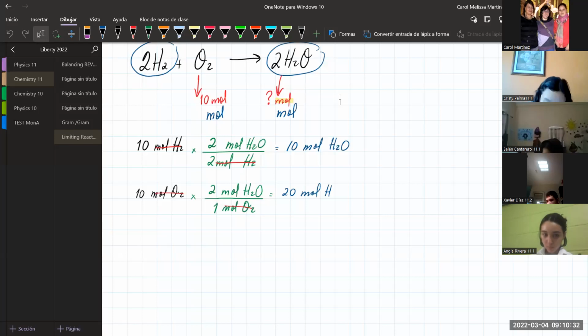So, what reactant produces less, hydrogen or oxygen? Hydrogen produces less. That means hydrogen is going to be my limiting reactant. The reactant that produces less of a product.